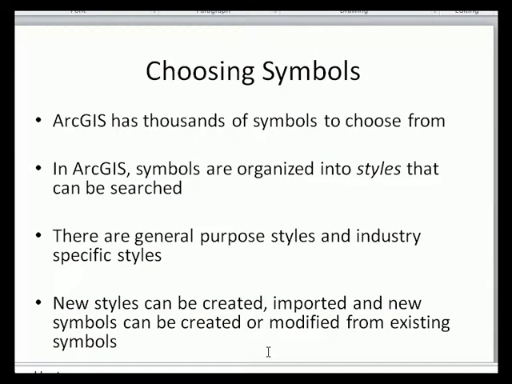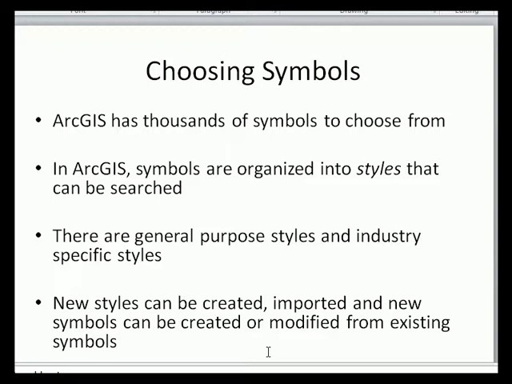So where you get these symbols, ArcGIS has thousands of them to choose from. We organize them in ArcGIS into something called a style, and ArcGIS comes with a bunch of predefined styles. Some are general purpose, some are industry specific. There's a bunch of water and sewer styles. There's styles for forestry and styles for electric utilities, transportation. You can also create your own styles.